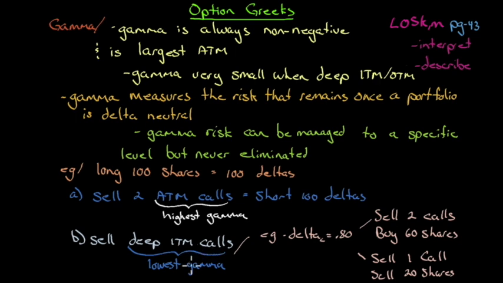So we've managed gamma very, very low and we're delta neutral. If we sell 2 calls, we'll be short 160 deltas. We're long 100 deltas, so buying another 60 shares would make us long 160 deltas. If we don't want to add to our position, we can sell 1 call and sell 20 shares. If we sell 1 call, we'll be short 80 deltas. We're long 100 deltas. If we sell 20 shares, we'll be delta neutral with a very low gamma.